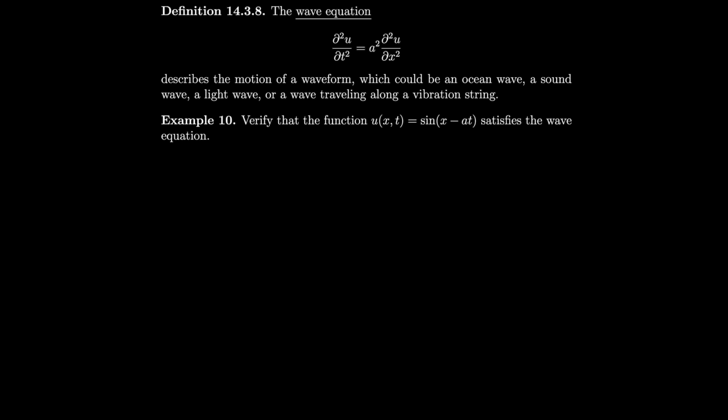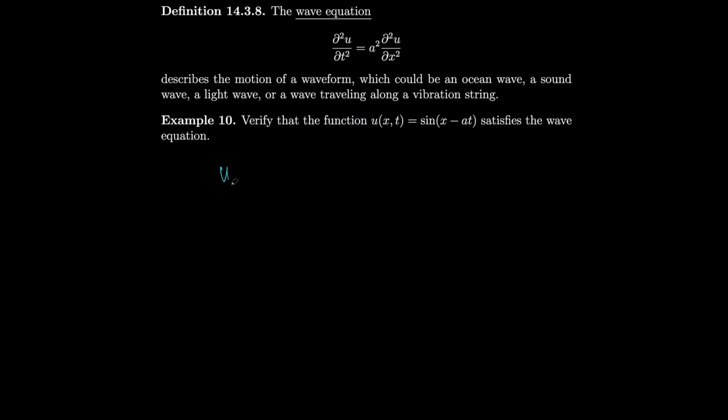Last but not least, the wave equation, where the second partial with respect to some variable t, we'll use t instead of y here, is equal to some constant squared times the second partial with respect to x. So that describes the motion of a waveform. It could be an ocean wave, sound wave, light wave, or wave traveling along a vibrating string. Let's verify that this function over here satisfies the wave equation.